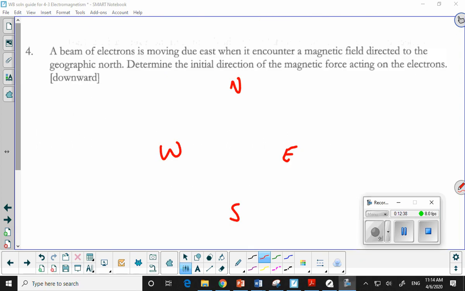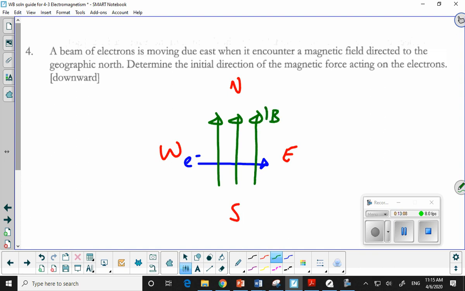So the first thing I want you to do when you're answering these questions, go ahead and write your north, south, east, west so we have some kind of frame of reference to work with. We know that we have electrons, so we're going to use our left hand. Electrons are traveling east when they come into contact with a magnetic field which is going north. So that's our magnetic field. I'll hit pause, give you a second, copy that down.